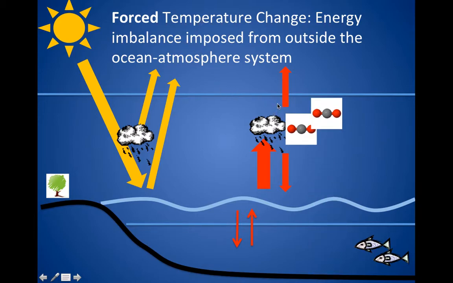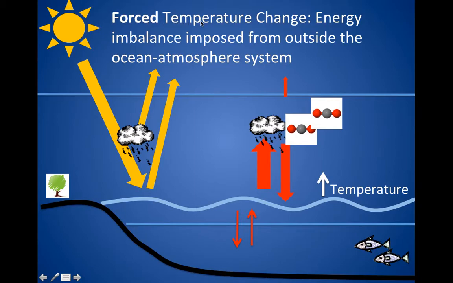So an example of that would be if humans were to increase greenhouse gases, which we are doing. That means that we're putting more of these molecules in the atmosphere that absorb this infrared radiation, which should cause less energy to escape to space and more energy to be directed back down towards the surface of the planet. And that should cause an increase in temperature.